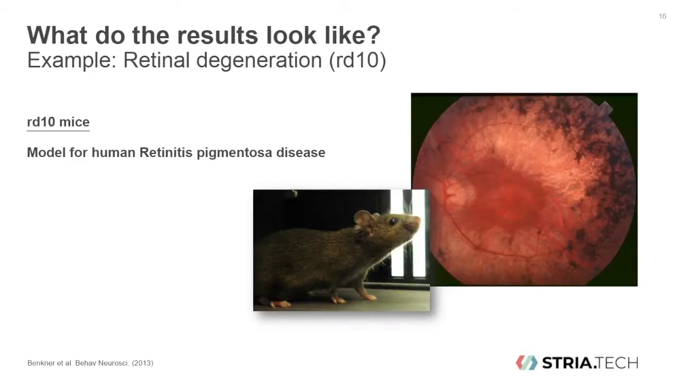I would like to introduce how such optomotor data looks like. The example I will use is data from a mouse line with retinal degeneration, the so-called RD10 mouse line. In these mice, photoreceptors die due to a mutated rod-specific gene. Over time, these mice become blind. RD10 mice are a widely used model for the disease retinitis pigmentosa.